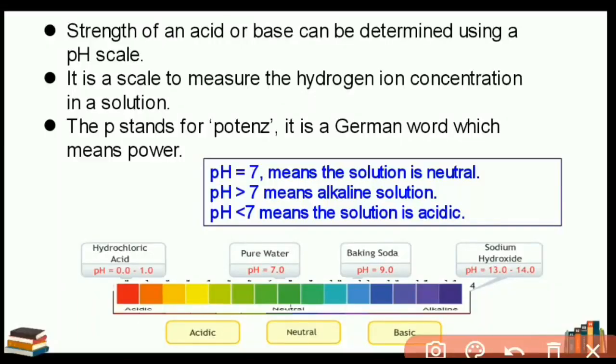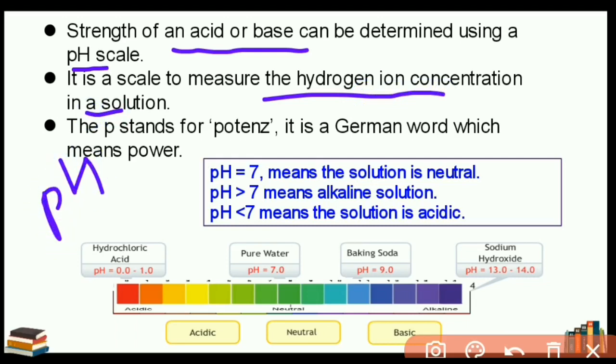We know that the strength of an acid and base can be determined using the pH scale, which measures the hydrogen ion concentration in a solution. In pH, P stands for potential. It's a German word and it means power. So the pH scale measures the power of hydrogen ion concentration. If pH is equal to 7, the solution nature is neutral, and if pH is greater than 7, the solution nature is alkaline, which means basic. If the pH value is less than 7, the solution nature is acidic.